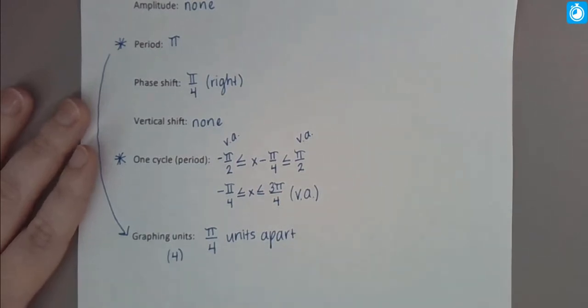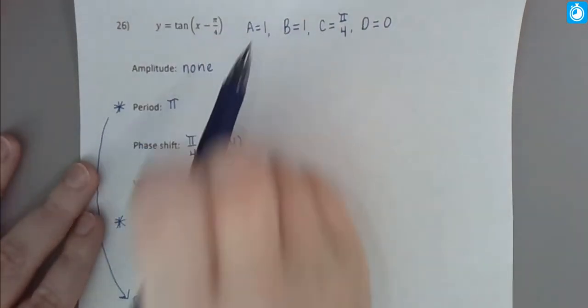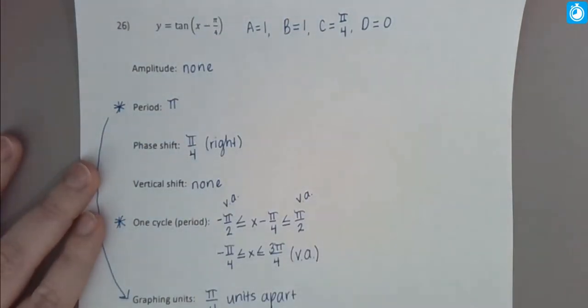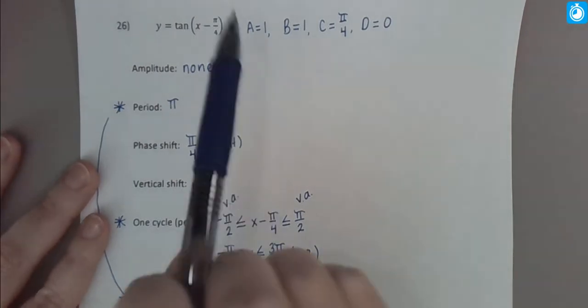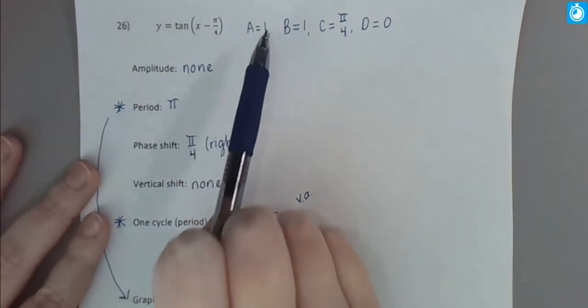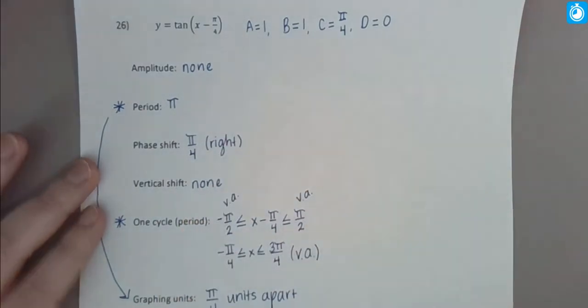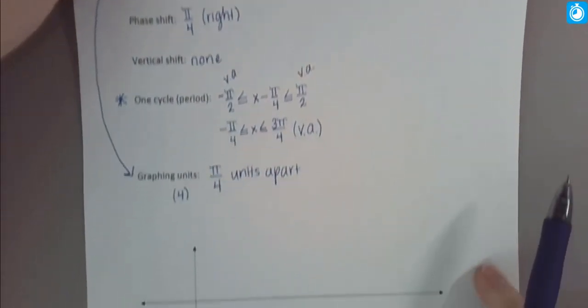And then again, we're going to divide things into 4 equal parts. How does the amplitude affect everything here? That just tells us where we're also going to have some key points. We're going to have key points 1 unit above the central line and 1 unit below the central line as well. So let's label everything.